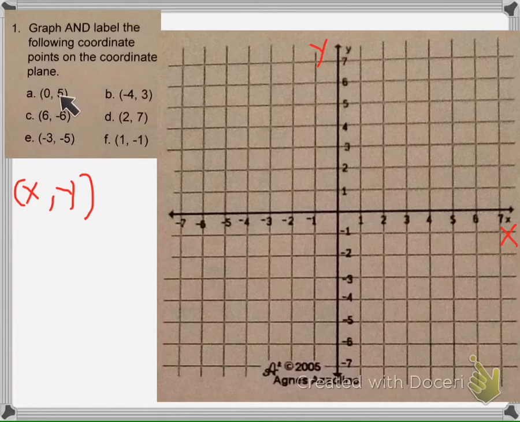I hope you've already done the homework and you're just here correcting it and learning something new. 0, 5 means I go over 0 on the x-axis, so I don't go anywhere, but I go up 5 on the y. So here's my point. I should make that bigger. Okay, next one, and it tells you to label it. So I'm going to label that 0, 5.